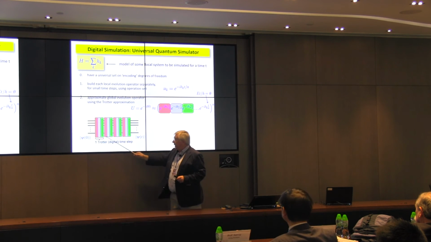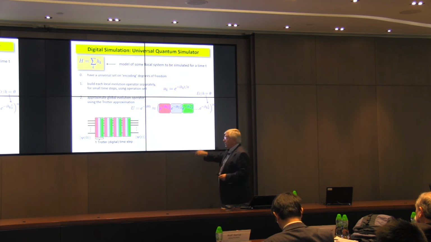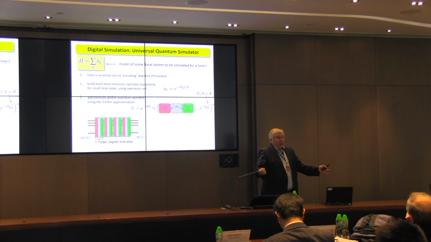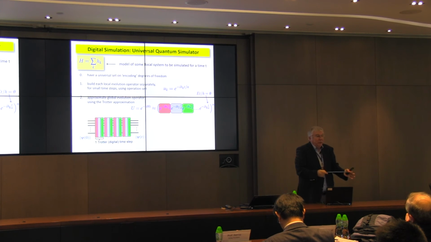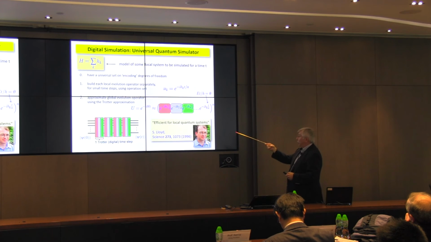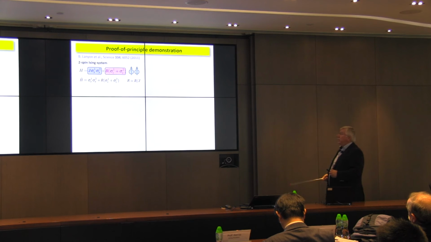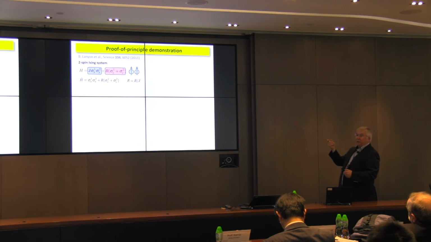And then we repeat the entire sequence n times. And the higher n goes and the thinner the slices become, the better the approximation becomes. And this is sufficient for local quantum systems, as was shown here in the seminal paper by Seth Lloyd. Let me just illuminate this with a toy system.